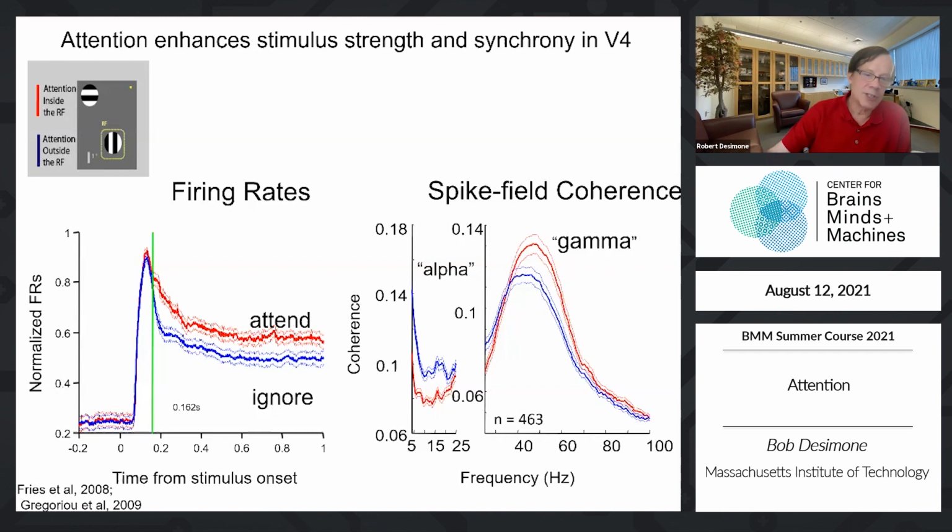So a postsynaptic cell getting input from these cells would see a more synchronized barrage of spikes in the attended condition in this time window that's relevant for integration. You also see the reverse effect at low frequencies, particularly in the alpha range, broader than that. This desynchronization at low frequencies is also typically found in these attentional studies, but I'm not going to have time to go into that aspect today.